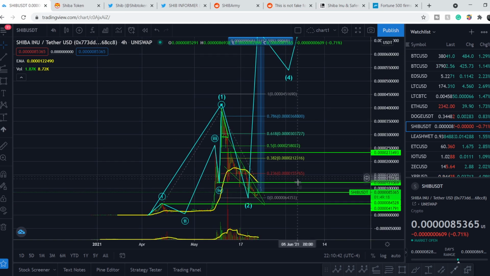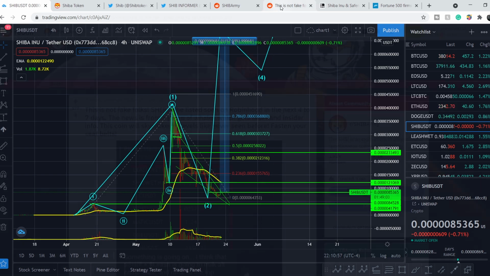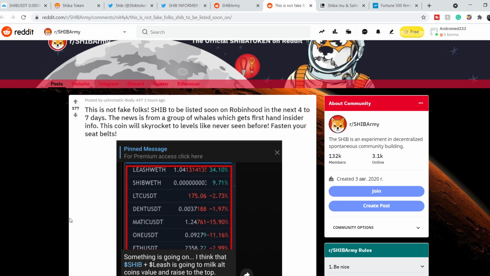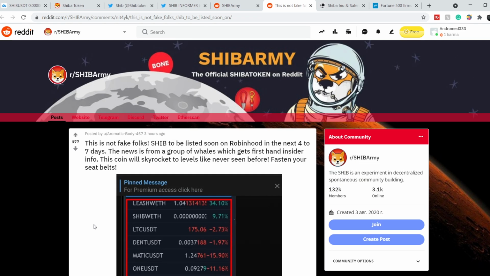So, I think from the technical standpoint, that's it for now. Just keep an eye on this level. And remember that we might have a listing on Robinhood, and it will be a massive catalyst. We have this news on the Shiba Army Reddit thread, but it's just speculation. We don't have any confirmation of this news.